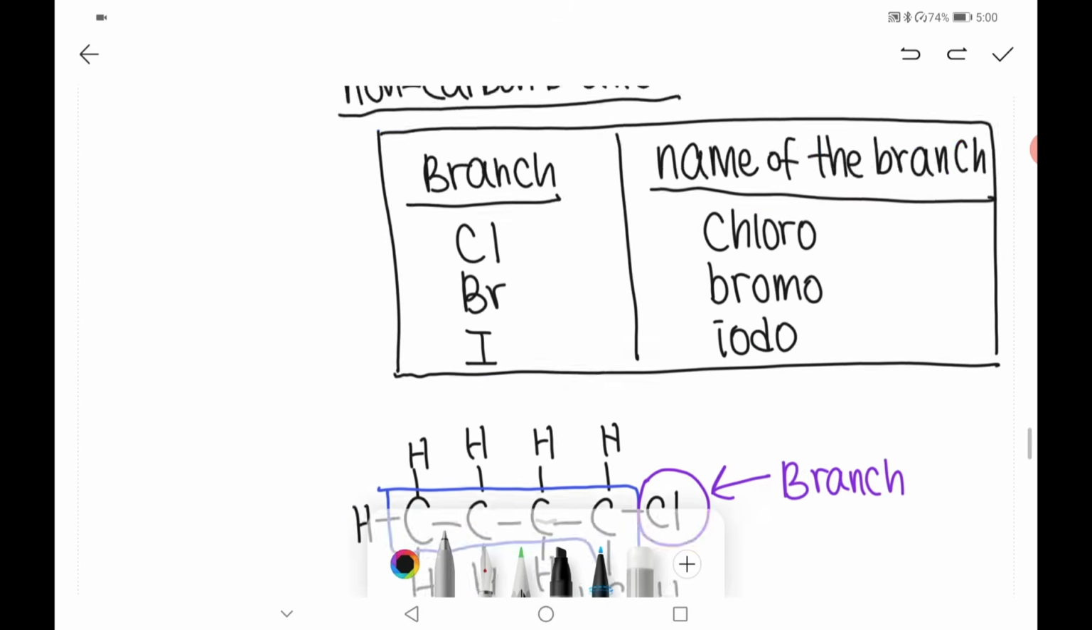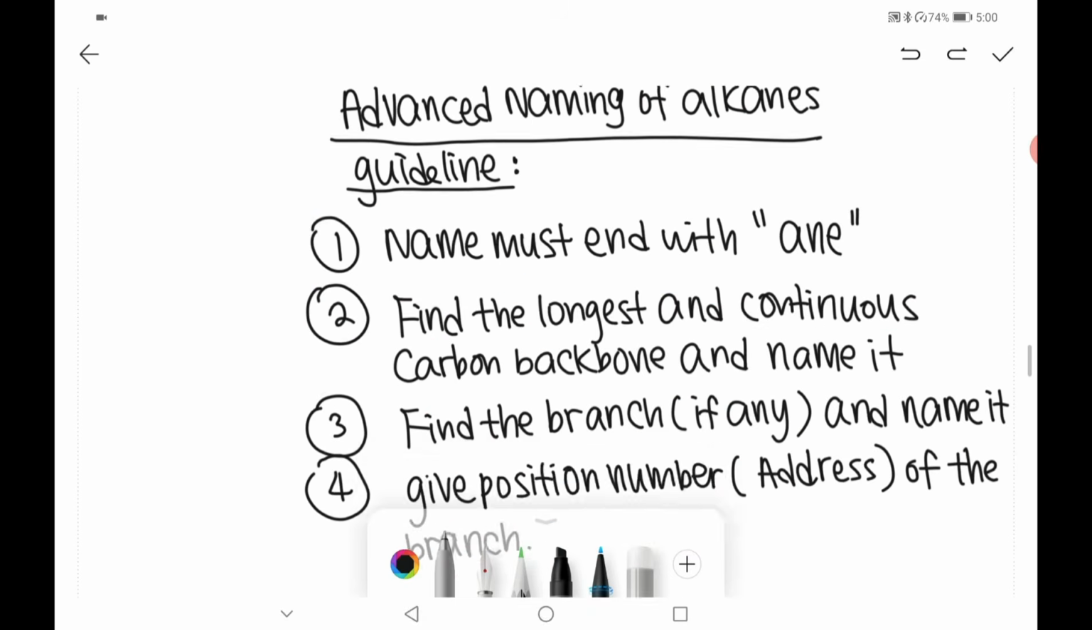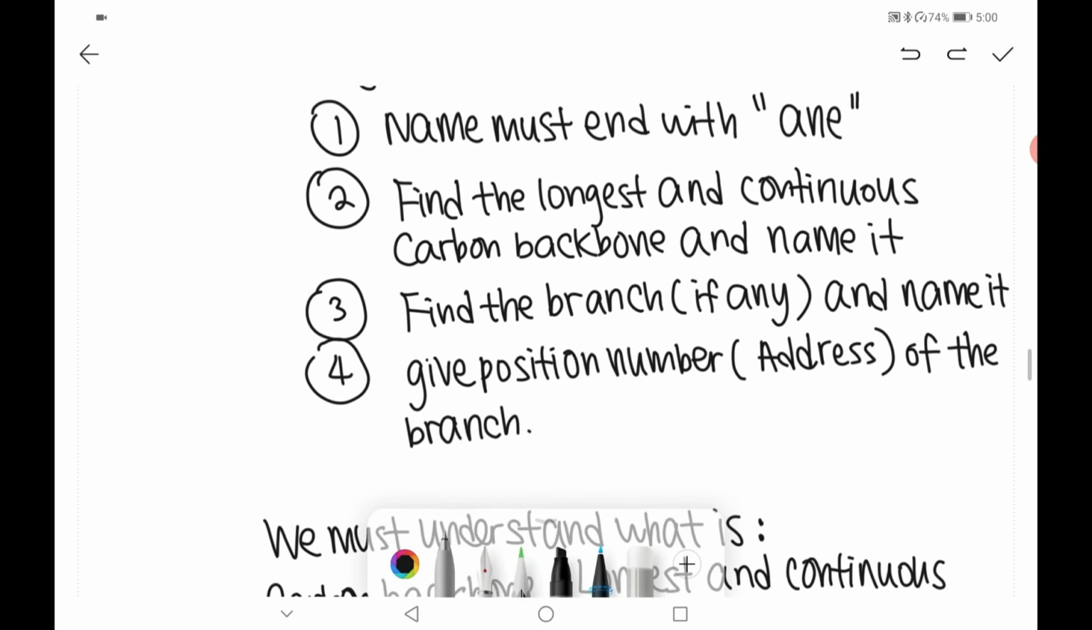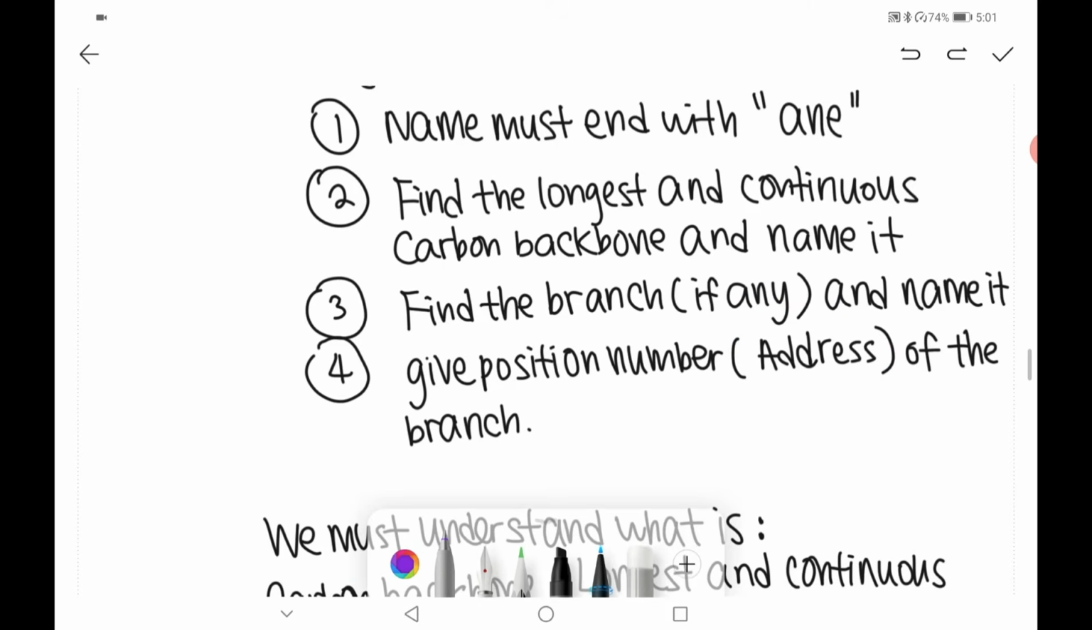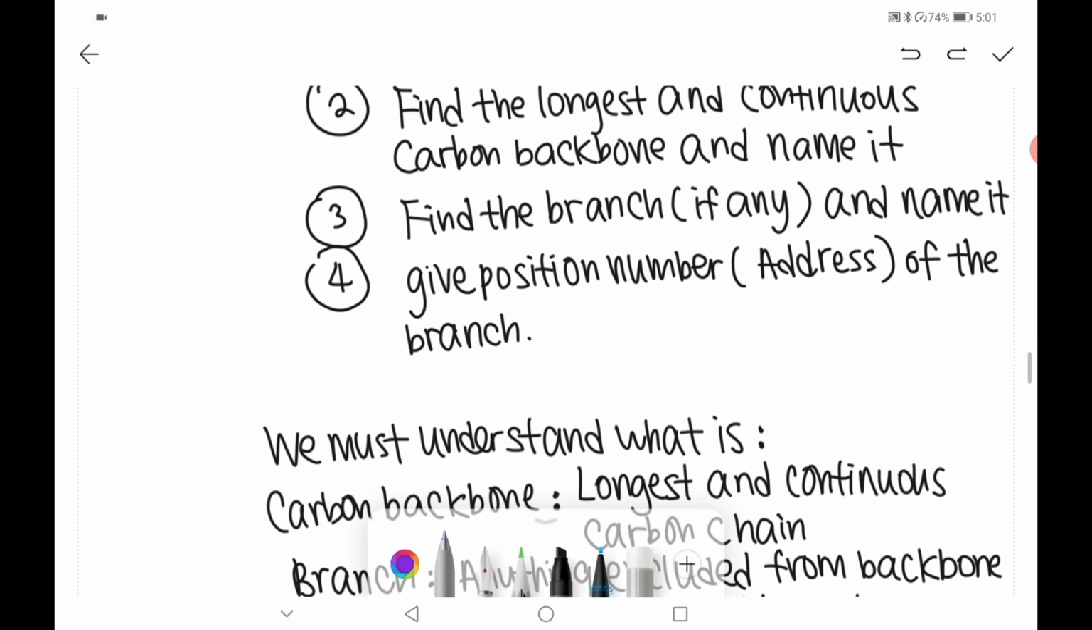Now you already named the branch. The last thing you should do is give the position number of the branch. What do we mean by giving a position number to the branch? You must tell people where the branch is. How do you give the position number, or what I call the address, to the branch? You need to do 2 things here.